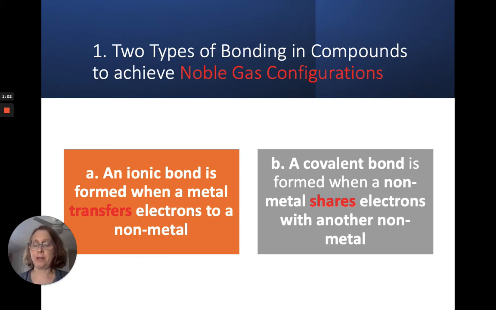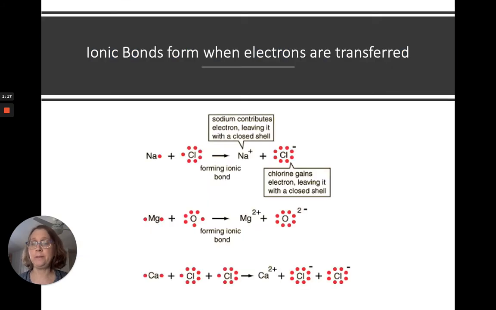First, there's an ionic bond. An ionic bond is formed when a metal transfers electrons to a nonmetal. And then there's a covalent bond. A covalent bond is formed when a nonmetal shares electrons with another nonmetal. Let's talk about each one.